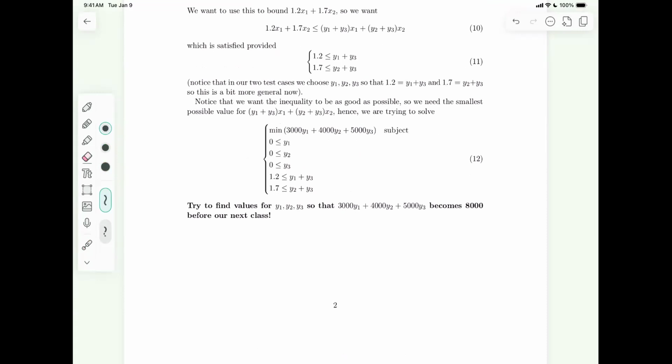And then also these inequalities. Notice in the previous two examples, I did it with an equality. The numbers that I chose literally added up to 1.2 and 1.7. So this is a more relaxed condition, but it's useful to have. The goal is to see how small this could become, and if possible, can you get it to become 8,000, which would be really cool. Oh yeah, sorry.